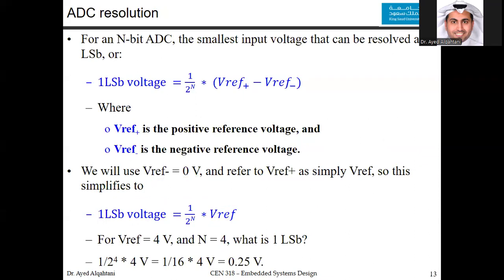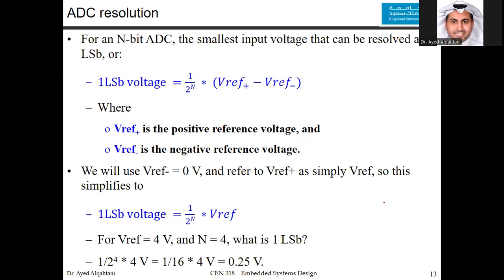So as an example, if the Vref is equal to 4 volts and you have n equal to 4, meaning that you have 4-bit resolution, if you were asked what is the one least significant bit voltage, then it will be 1 divided by 2 to the power of 4 multiplied by 4 volt, which is equal to 1 divided by 16 multiplied by 4 volt, which is 0.25 volt.